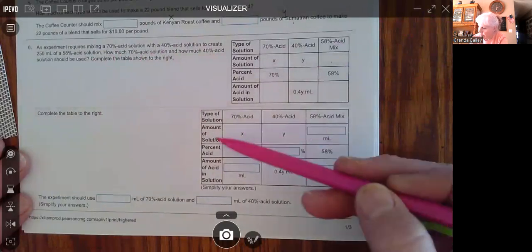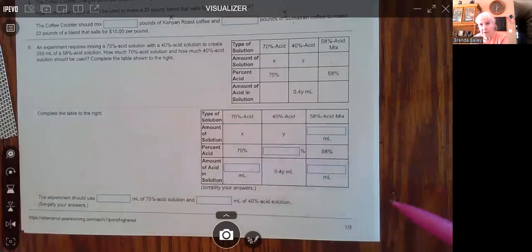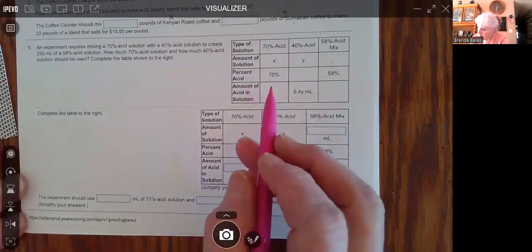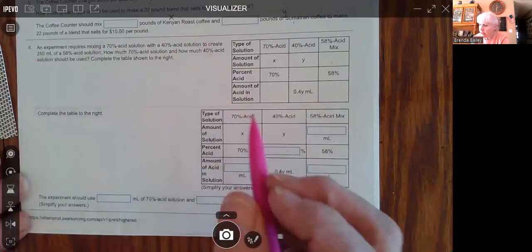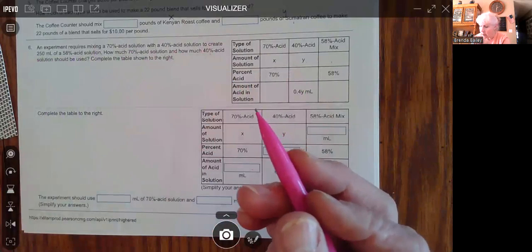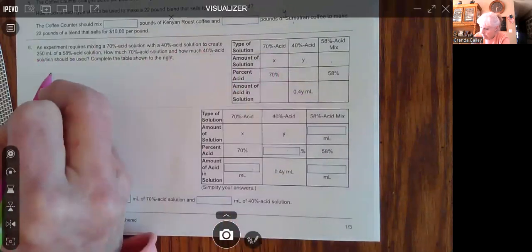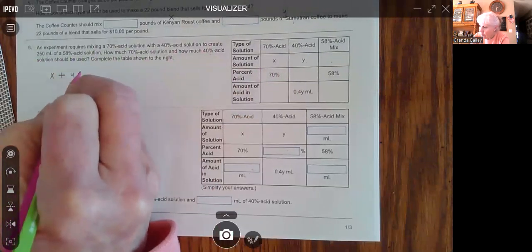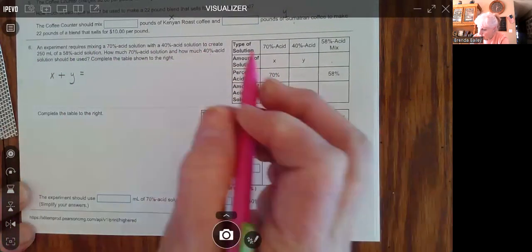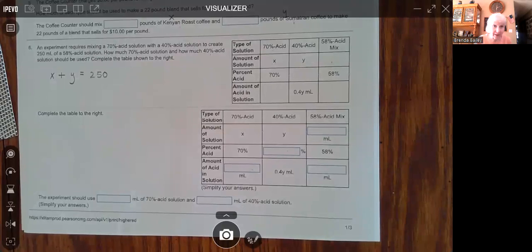Now here is the chart that you're going to be asked to fill out in these blue sections here. What we normally do is, like I say, we have a number amount, and let's see, how many total are we going to have? 250 milliliters. So looking at the way we've done the other ones, our amount equation: so much of the 70% plus so much of the 40% equals a total amount, which would be 250. Okay. But you have to fill in the chart.